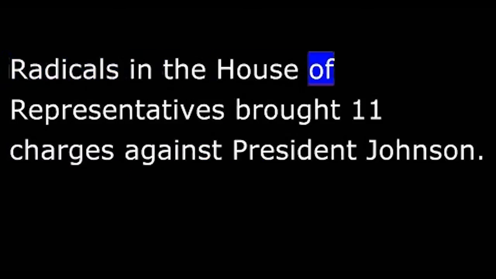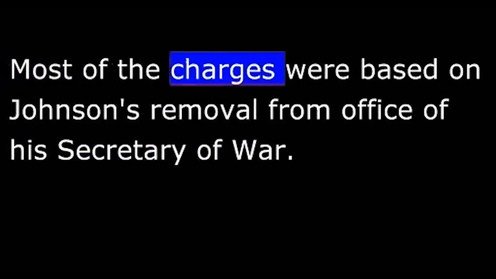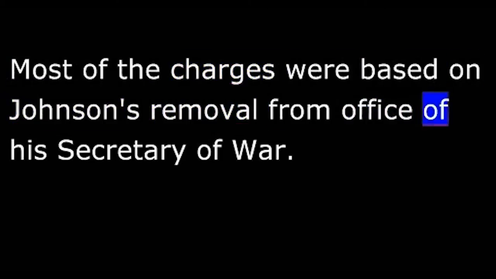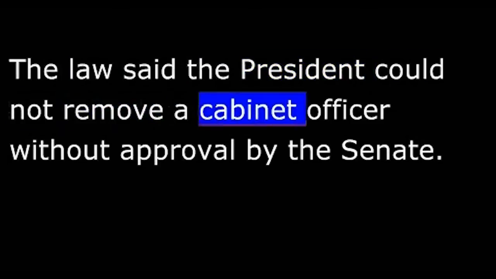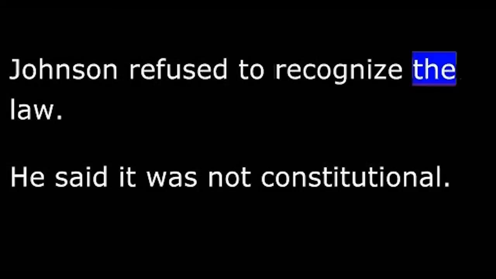Radicals in the House of Representatives brought 11 charges against President Johnson. Most of the charges were based on Johnson's removal from office of his Secretary of War. Radicals charged that this violated a new law. The law said the president could not remove a cabinet officer without approval by the Senate. Johnson refused to recognize the law. He said it was not constitutional.